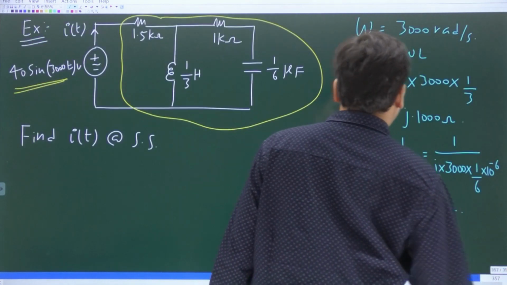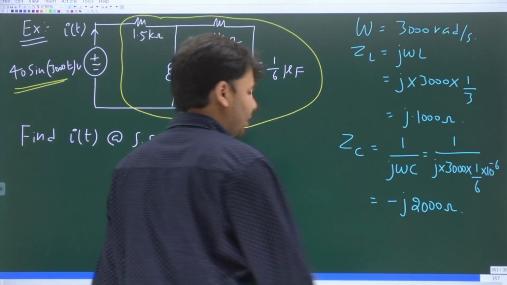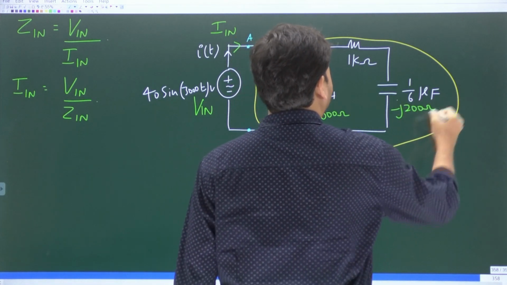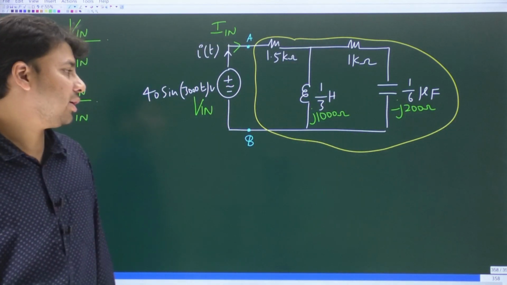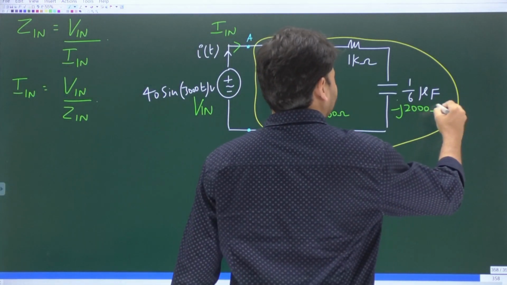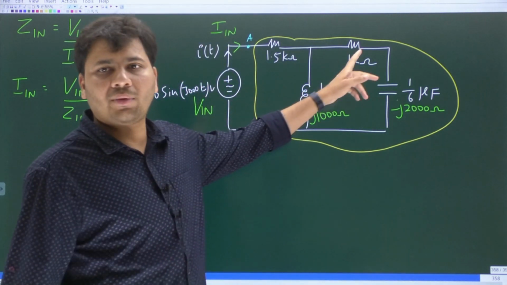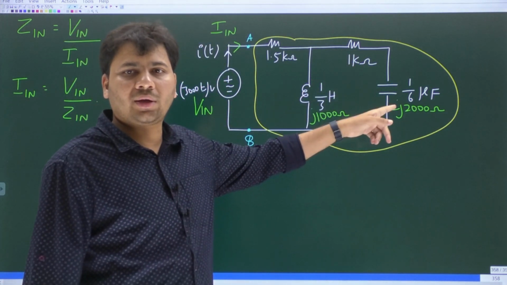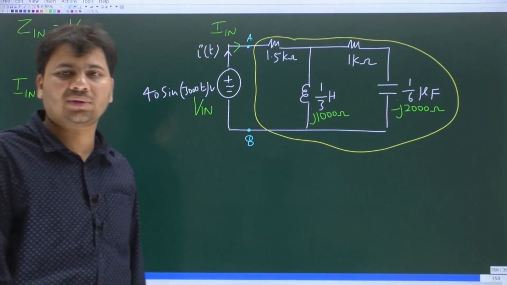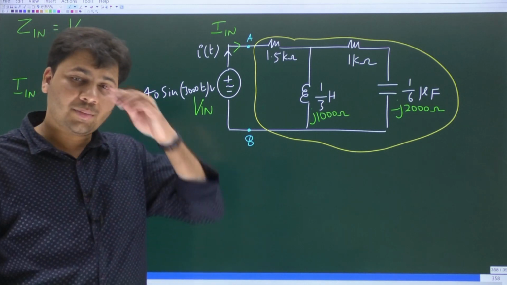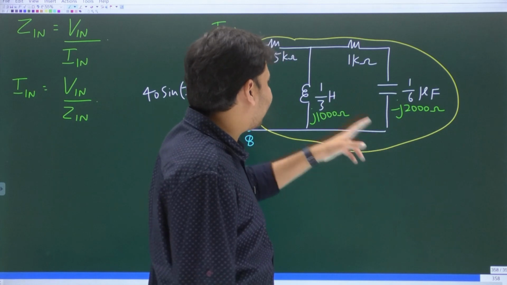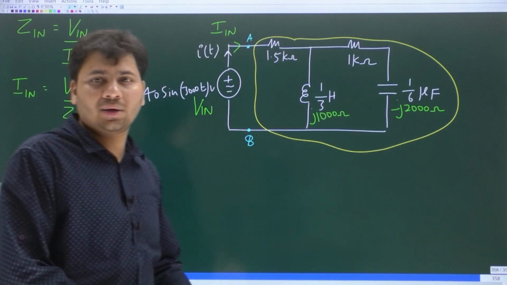And what about the capacitor? ZC is minus j2000 ohms. Even the capacitor will become an impedance of value minus j2000 ohms. Now if you look at the 1 kilo ohm resistor and the capacitor, both are in series, right? So if you have two impedances in series, you can simply find the net impedance by adding the two impedances, okay? And look at this branch and the inductor, both are in parallel, yes or no?